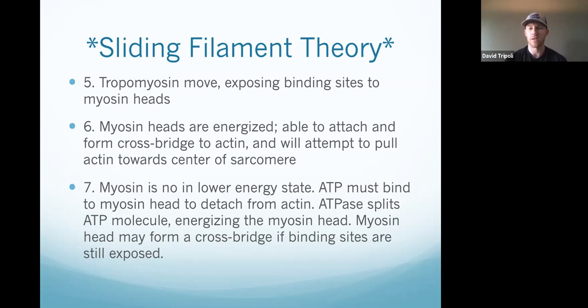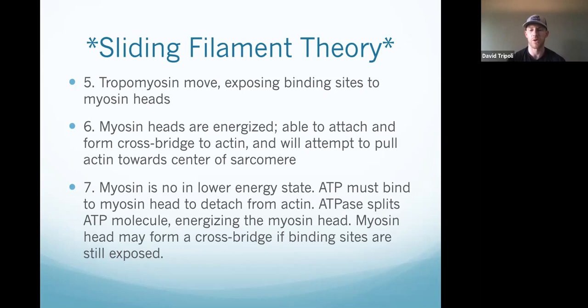They get energized. So think ATP, if you've heard that term before. They're able to attach and form cross-bridging, and then they will attempt to pull the actin towards the center of the sarcomere. Now, after it's pulled, myosin is in a low energy state. ATP must bind to the myosin head so it can detach. So when it contracts, it needs more energy so it can release itself, reattach, and then shorten again. So it needs energy to do that. Hence why we start talking about things like fatigue and those sorts of things.